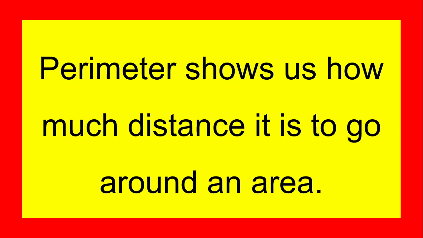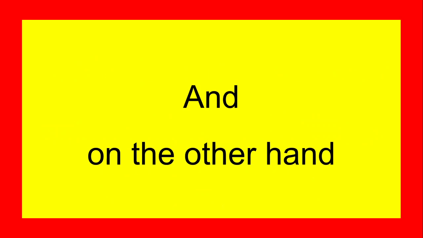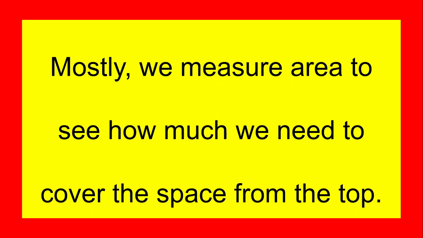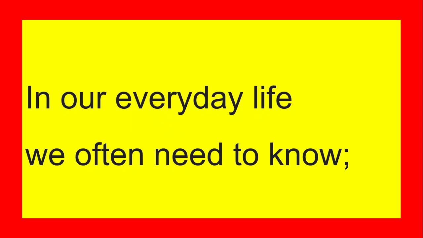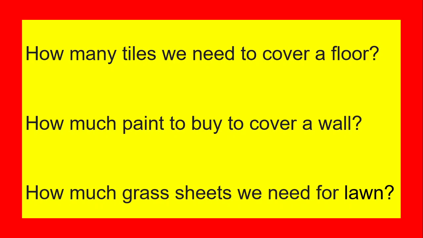You already know perimeter shows us how much distance it is to go around an area, as we learned in the previous lesson. But on the other hand, mostly we measure area to see how much we need to cover the space from the top, the space between those boundaries. For example, in our everyday life, we often need to know how many tiles we need to cover a floor, how much paint we need to cover a wall, how much grass sheets we need for our lawn.